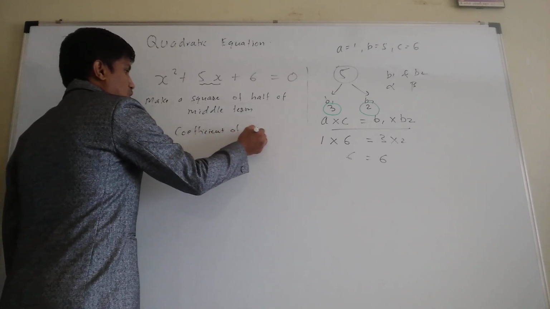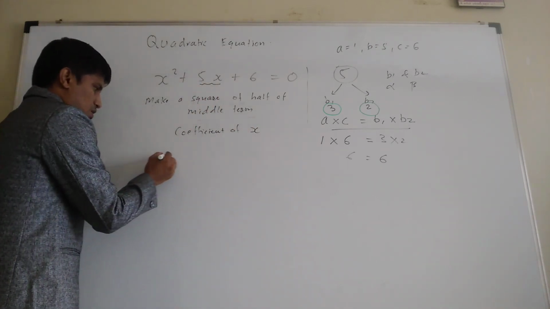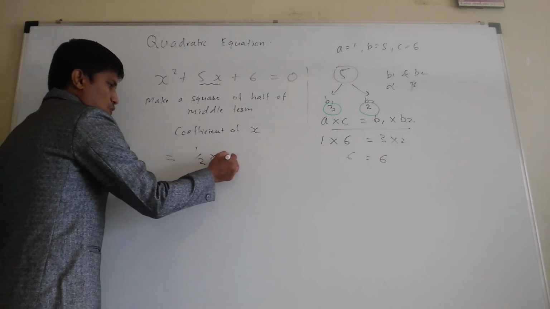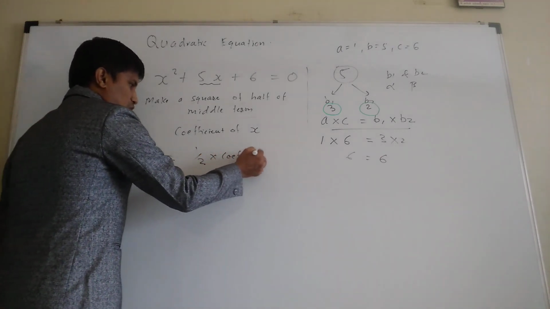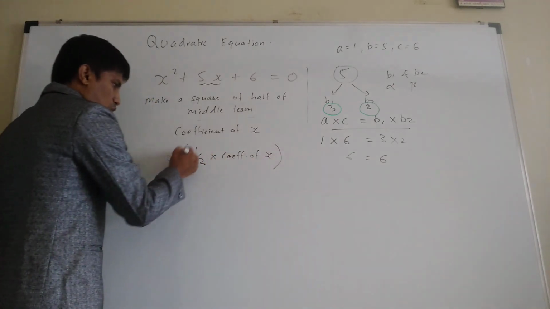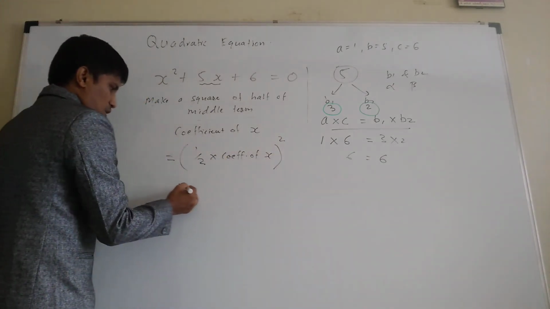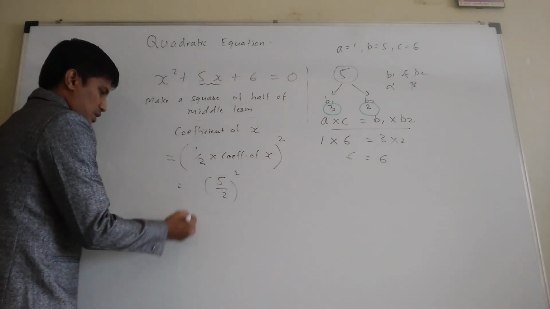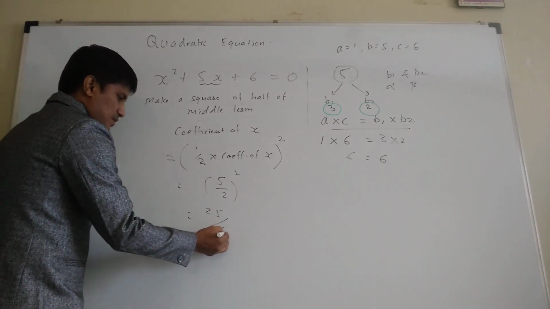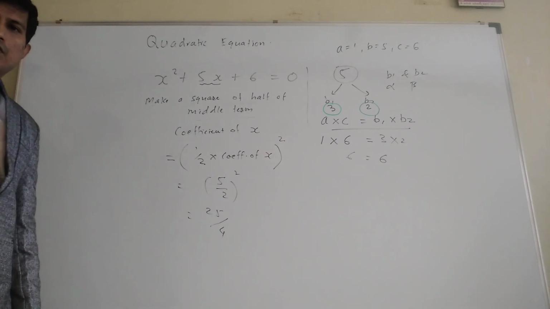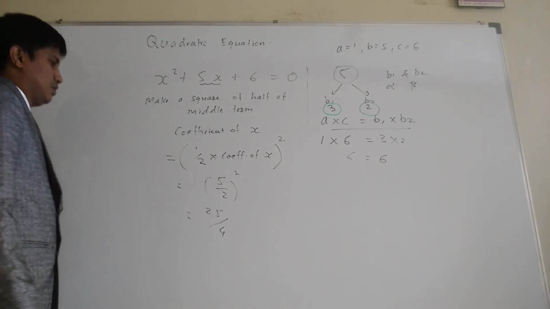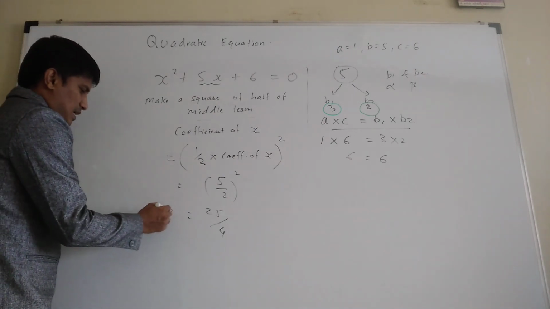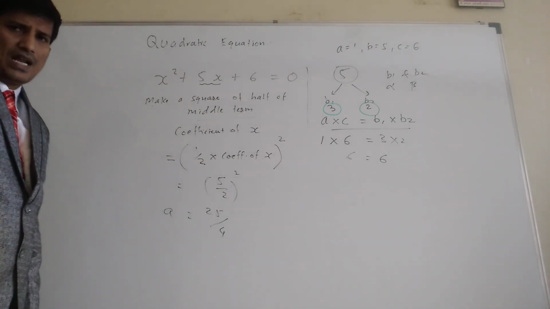Coefficient of x. Okay, so this could be what? Half into coefficient of x whole bracket square. So this could be what? 5 upon 2 whole bracket square. So what could be my answer? 25 by 4. This is my answer. Okay, suppose we will just denote it as whatever you want. It doesn't have any issue.